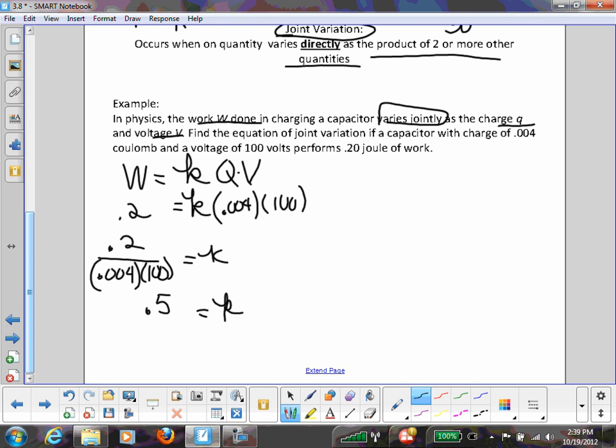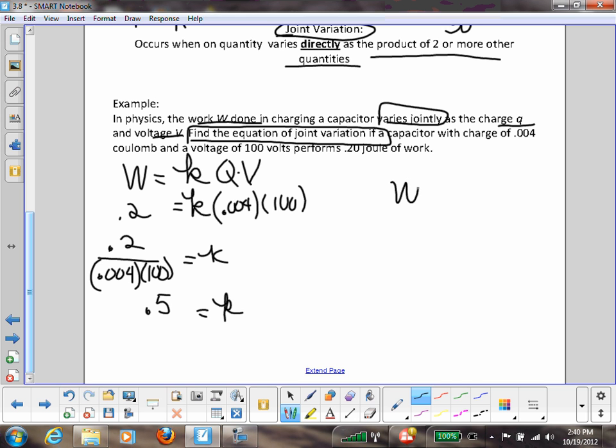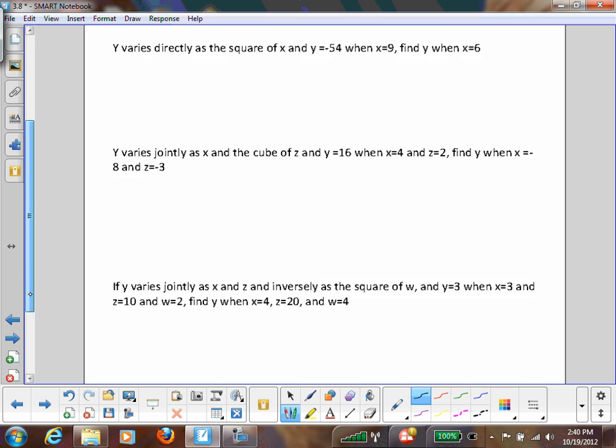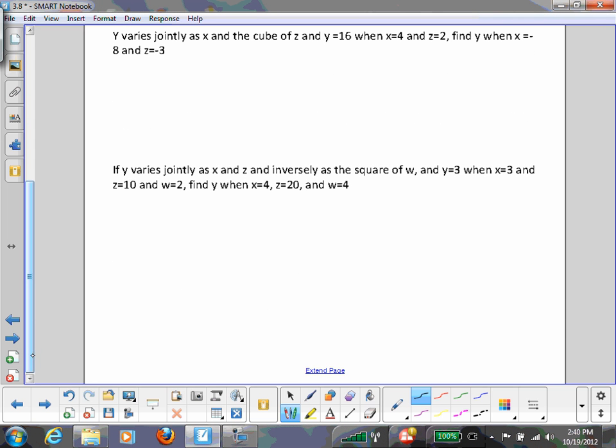But then remember, go back to what the question is asking. What's the question asking? Find the equation of the joint variation. So what would my equation be? All right. Are we good? Okay. I'm going to let you try these in a second, but I want to go down to the last one and do that one with you.